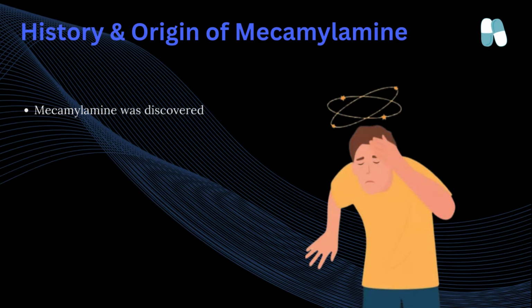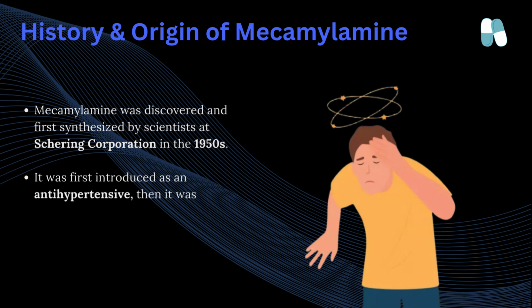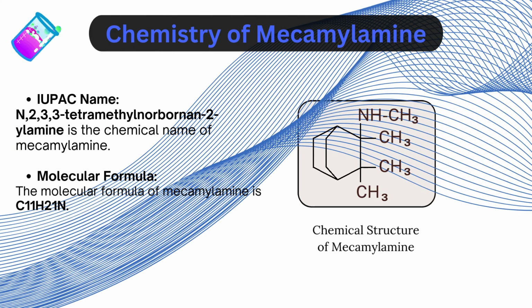Mecamylamine was discovered and first synthesized by scientists at Schering Corporation in the 1950s. It was first introduced as an antihypertensive, then it was repurposed for neuropsychiatric conditions and smoking cessation, but is discontinued currently. Now, I will discuss the chemistry of mecamylamine.